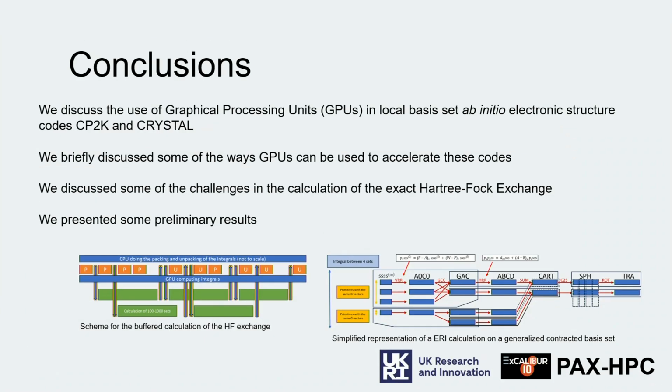So, moving to the conclusion, we discussed the use of GPUs in local basis set ab initio electronic structure codes, CP2K and Crystal. We briefly discussed some of the ways GPUs can be used to accelerate this code, some of the challenges in the calculation of the exact Fock exchange, and some preliminary results.